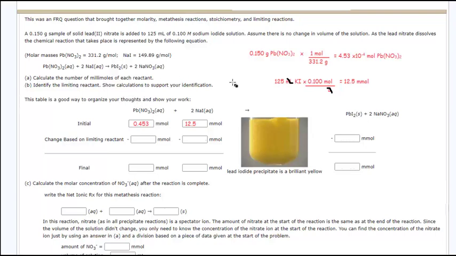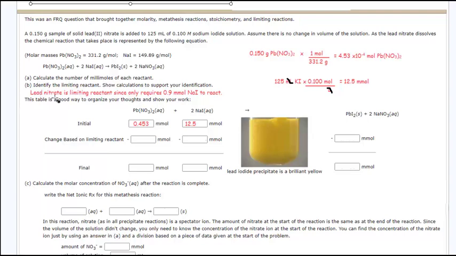Now, make sure on any FRQ that you identify the limiting reactant. They asked a question, you have to answer that question directly. So I wrote this sentence out: the lead nitrate is the limiting reactant. Step one, answer the question. Sometimes they'll give you 1 point for answering the question and 1 point for the support, the justification or explanation.